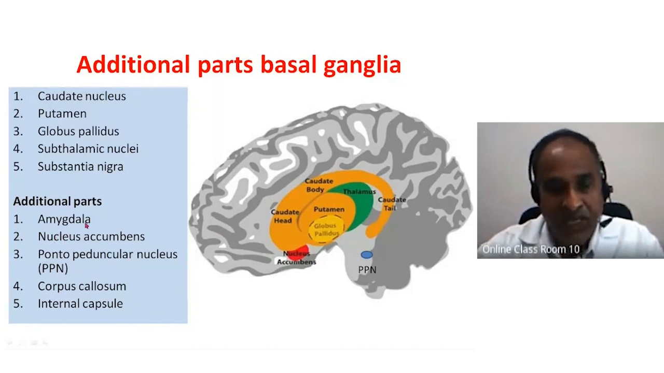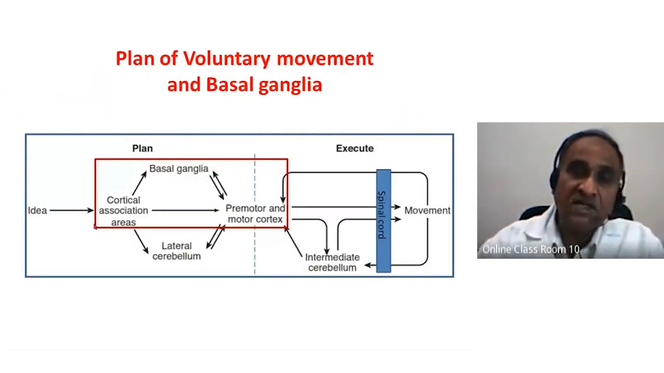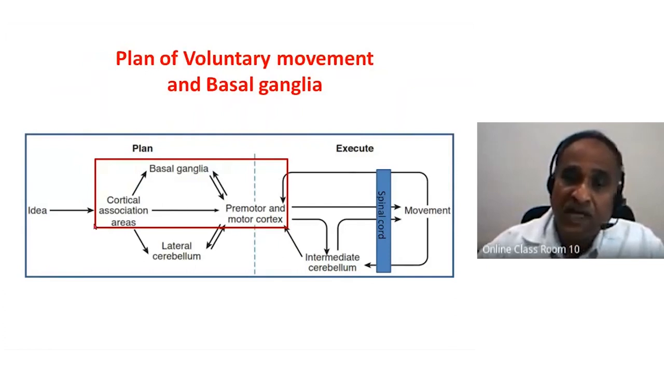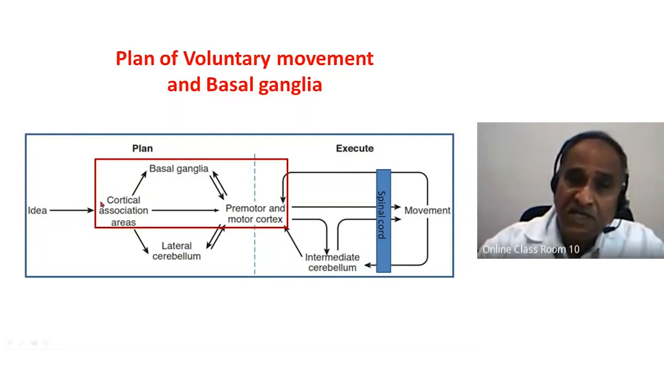Because each one of them has a particular significance in terms of the basal ganglia functions. Then comes the plan of action, the voluntary movement. I have already explained about it. So today what we are looking at is this component, the cortical association area.